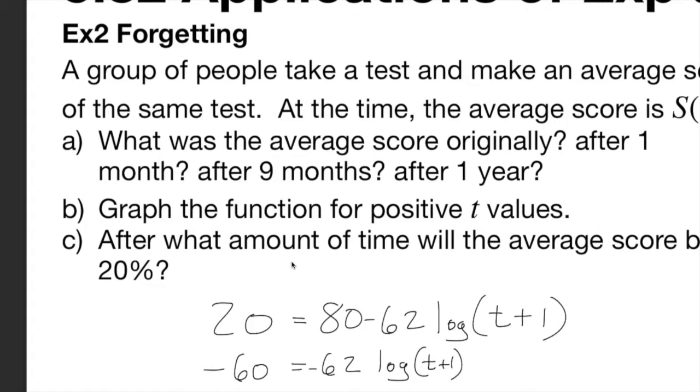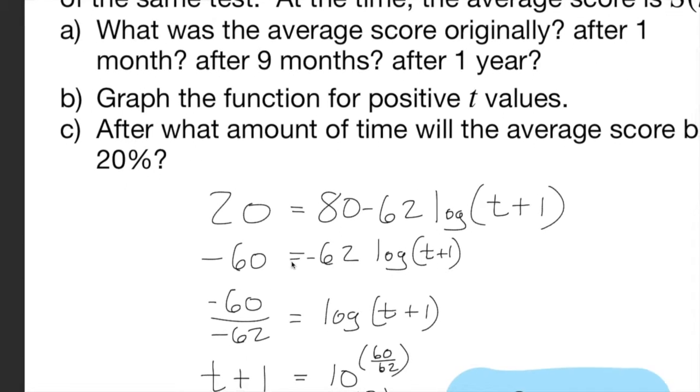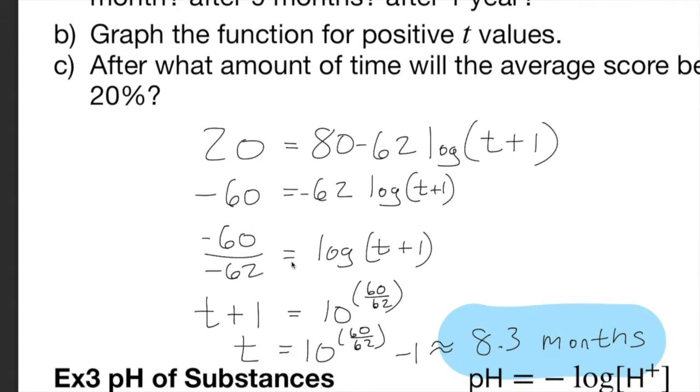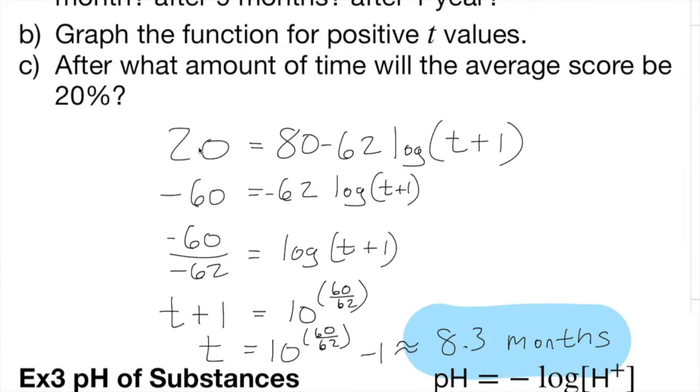Part B asks you to graph the function for positive t values. And then a deeper question is, after what amount of time will the average score be 20%? So we write out the formula, and the output should be 20. Let's figure out what the input is. As a first step, I subtract 80 from both sides, divide both sides by negative 62, and then we've got a fraction equals a log.